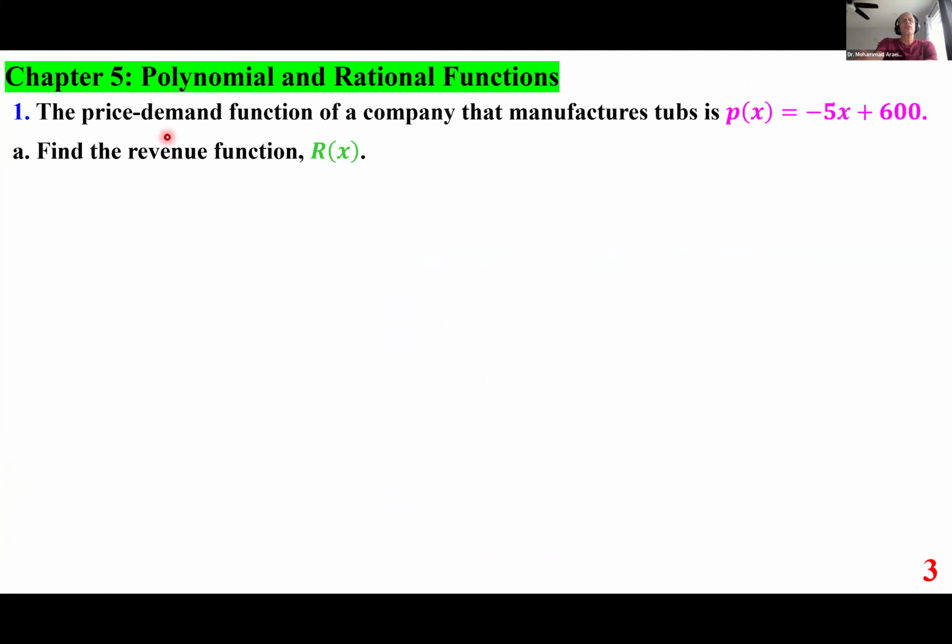The price-demand function of a company that manufactures tops is P of x equals minus 5x plus 600. Find the revenue function. As you know, revenue by definition is the number of units times the price. So the number of units that we sell is x times the price, and their product will be simply minus 5x squared plus 600x. So that would be the revenue function.